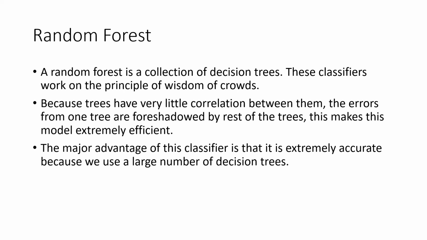Random forest is basically a collection of decision trees. We take a bunch of decision trees, and all the decision trees give out an output. We take the most popular output and we send it out as our output. Because these trees have very little correlation between them and are very different, an error that might occur in one tree will be covered by other trees, and this serves as a great advantage.